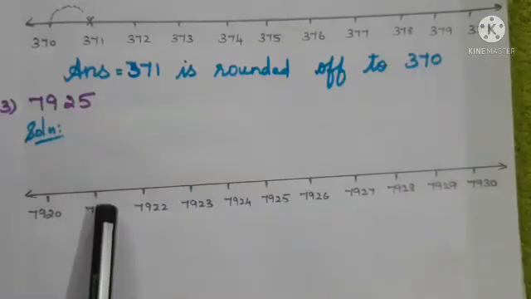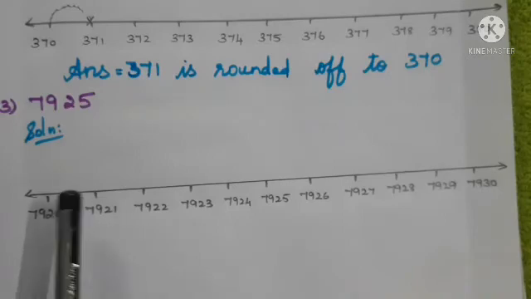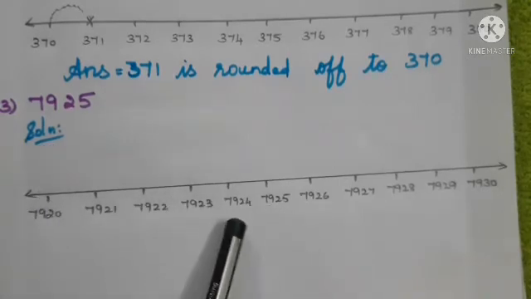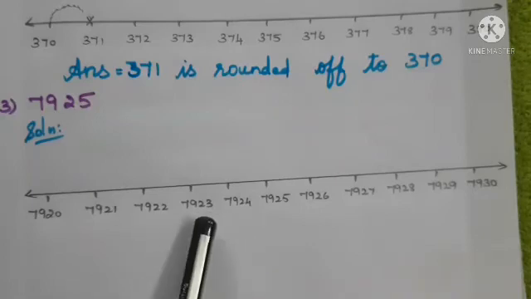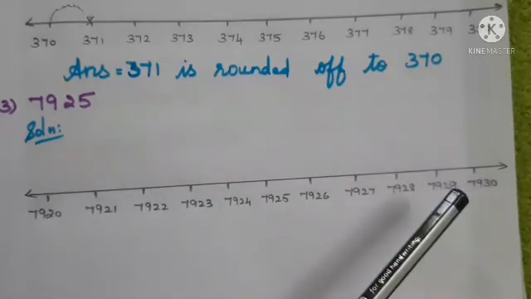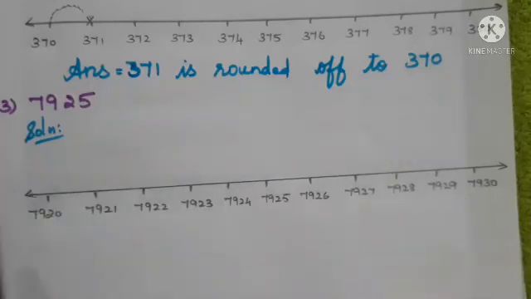So now we have drawn the number line. Okay, so write the solution, and afterwards draw the number line. When you are drawing the number line, be careful. It's the nearest 10 now. So it will lie between 7920 and 7930.